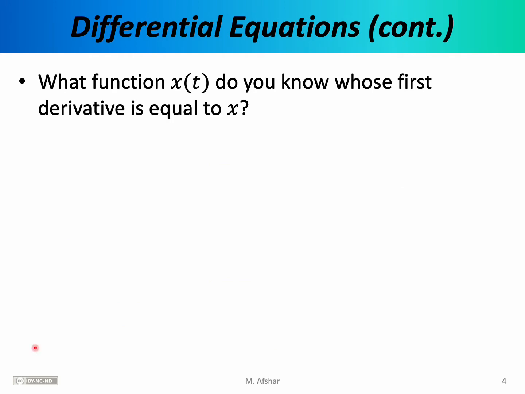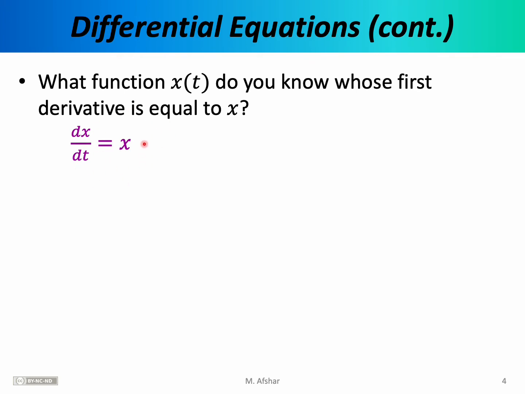Let's look at a few more examples of differential equations. So here's yet another example. What function do you know whose first derivative is equal to x? Notice this one is a little bit trickier than the previous ones. I'm saying that there's a function x, and when I take its first derivative, what I get is the function itself. So I'm not quite telling you what I get, I'm just saying whatever the unknown function is, I get the function itself. I can write that in the form of this differential equation. There's some unknown function x, its derivative with respect to t is x itself.